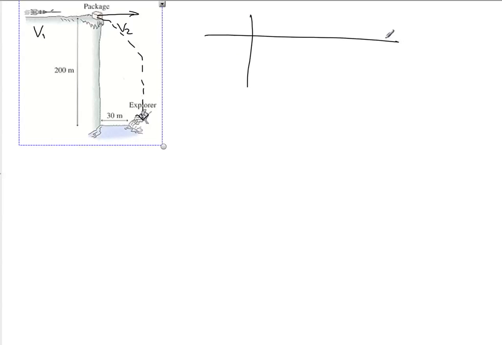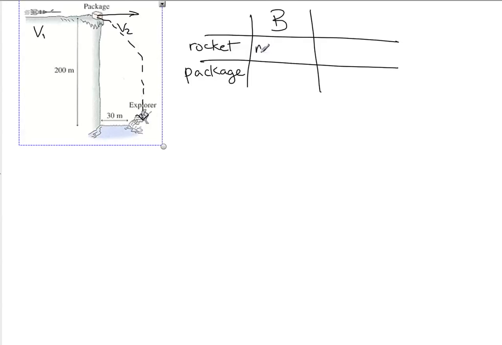So we have our chart, and we have the rocket and the package. Before the rocket hits the package, it has some momentum, which would be the mass of the rocket times v1. The package has nothing. After the rocket embeds itself in the package, the rocket is going to have momentum, mass of the rocket times velocity v2, and the package is going to have the same velocity, different momentum, because of different mass.